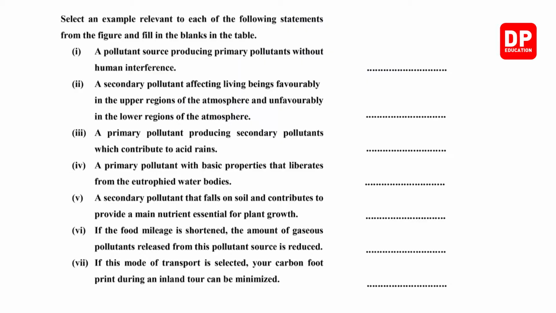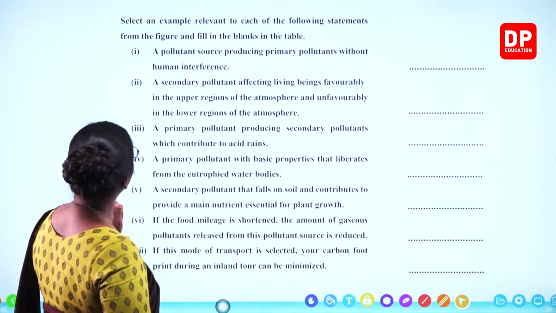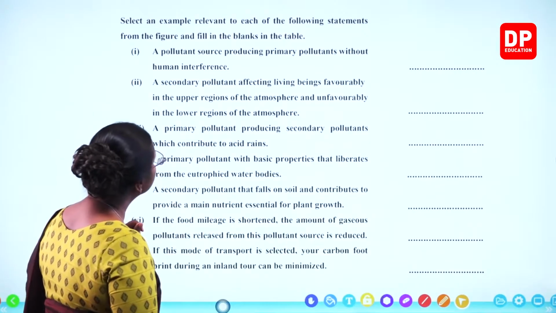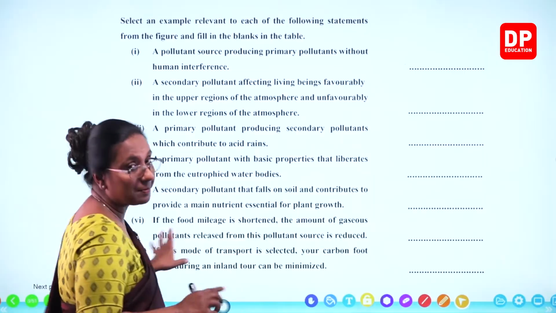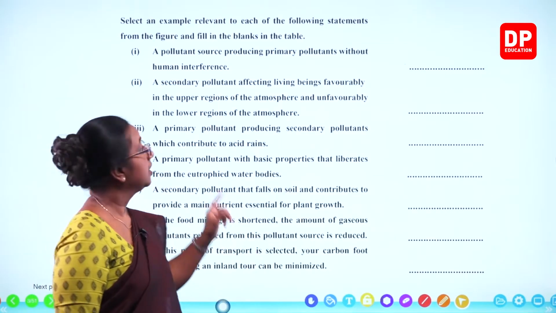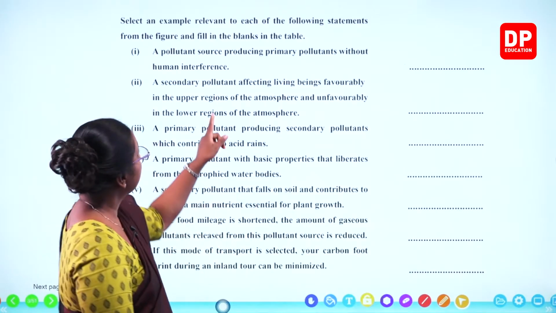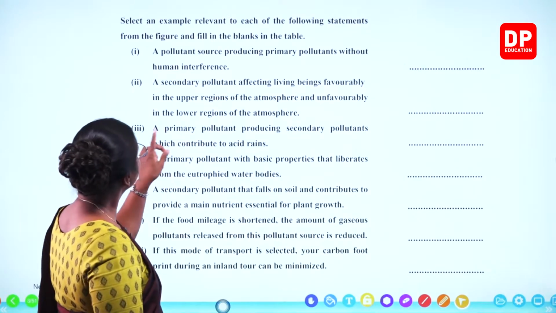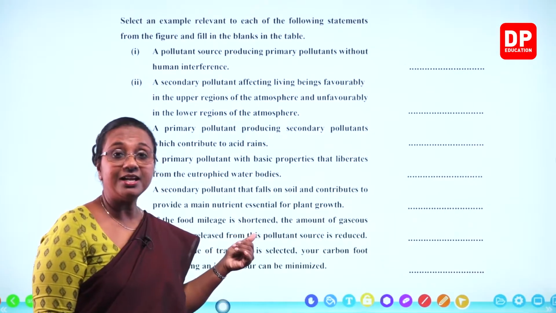So, then, select an example relevant to each of the following statements from the figure and fill in the blanks in the table. Here they mention table because in the paper it's given as a table. So, the first one: a pollutant source producing primary pollutants without human interference. Here you need to look at certain terms. It has to be a primary pollutant without human interference. So, you need to select that source.